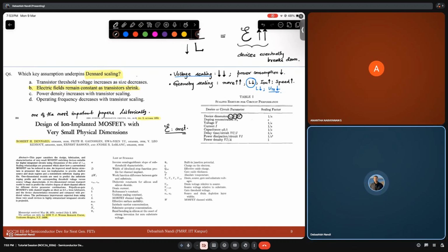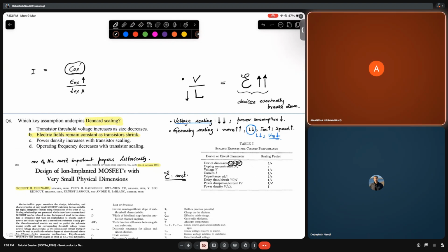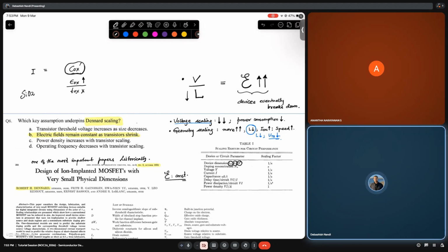Okay, so I is dependent on what? I is dependent on Cox, right? Cox is epsilon ox by Tox. So what if I reduce this, and to get the same Cox, I increase this instead of reducing Tox? That means we'll have to move to some other material, right, sir? Yes, that is what industry uses now.